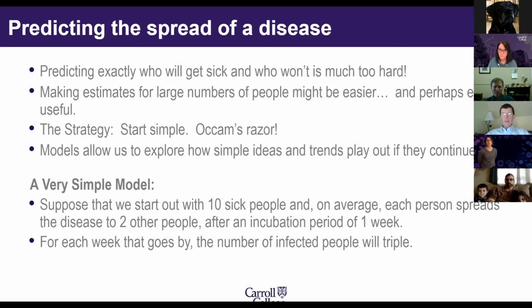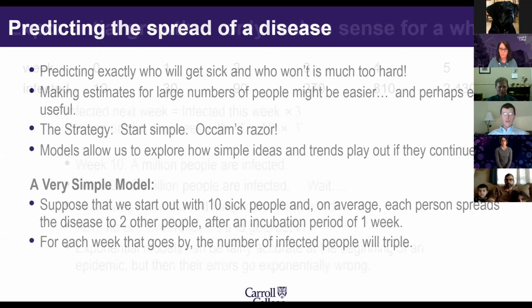All right, so let's play mathematical modeling with this. Here's about the simplest possible thing we could do. Just suppose, as an exploratory scenario, we start out with 10 sick people and we assume that on average, each person spreads the disease to 2 other people after an incubation period of 1 week. So as a result, for every week that goes by, the number of infected people will triple.